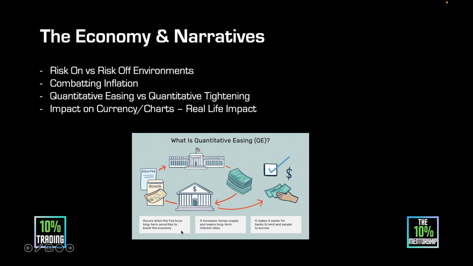So, as it says at the bottom, it occurs when the Fed buys long-term securities to boost the economy, which is here, bonds and equities. It increases the money supply and lowers long-term interest rates. It makes it easier for banks to lend and people to borrow, right? So let's break that down. The Fed owns the dollar, right? They control how much of the dollar we have, how much is being printed, how much is in the supply. So let's break that down further.